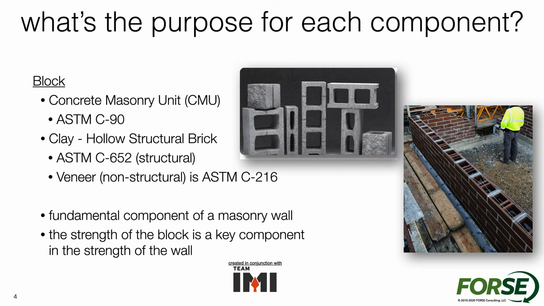For the blocks, we have concrete masonry units, which would be defined by ASTM C90. We could also have clay hollow structural brick units that would be defined by ASTM C652. Veneer, which would be non-structural, would be ASTM C216.